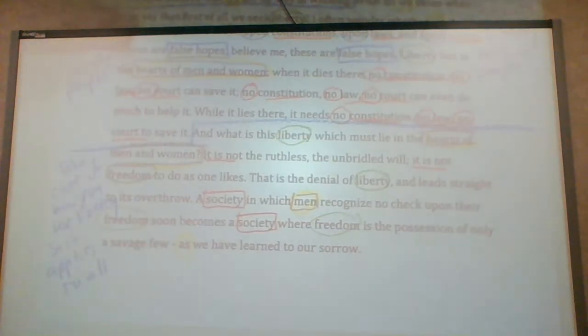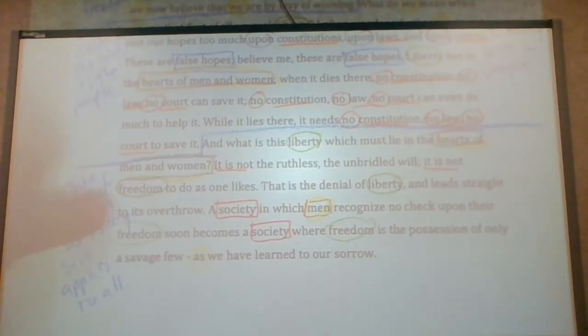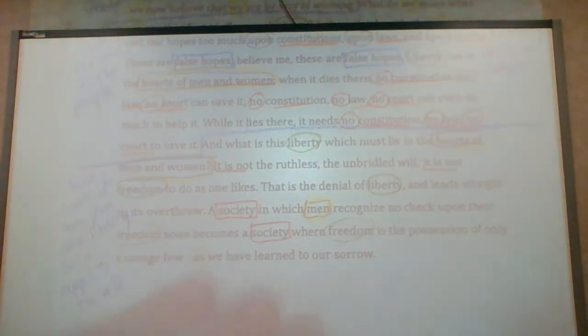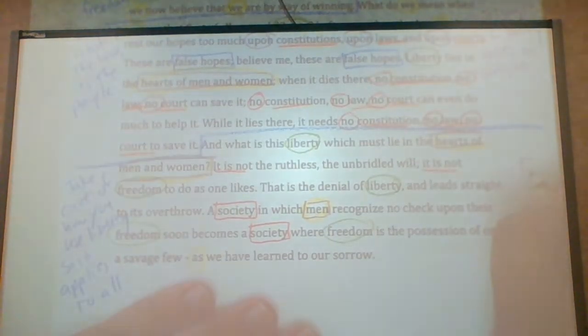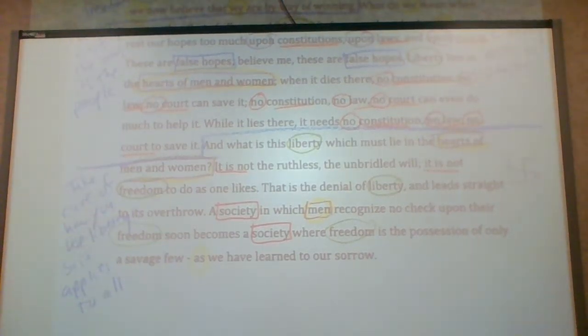And take care of how you use liberty so it applies to all. I took a look at this. This was in 1944. And in this chunk, he talks about people taking away other people's liberty, which to me is probably Germany and the Nazi Party. So maybe I could draw a swastika in school to show that, and that would be a legitimate use of that. I also see some things, maybe a society in which men recognize no check upon their freedom soon becomes a society where freedom is the possession of a savage few.